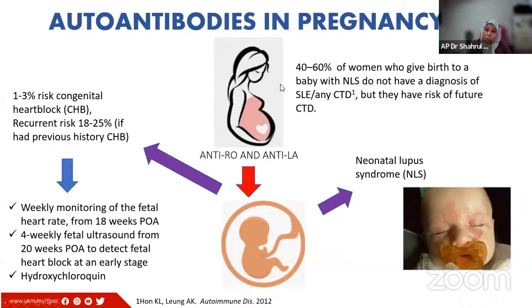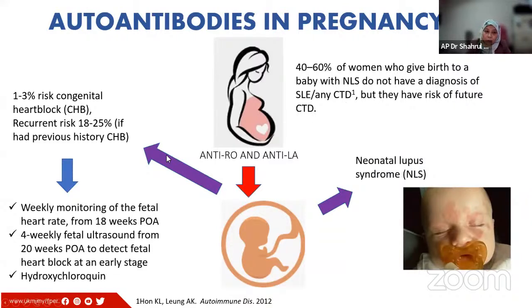It's just that for pregnant women, we need to look at the history of symptoms of connective tissue disease. Although they may not have a diagnosis of SLE or any CTD, if these women give birth to a baby with neonatal lupus, they are at risk of developing future connective tissue disease. And what about the fetus?